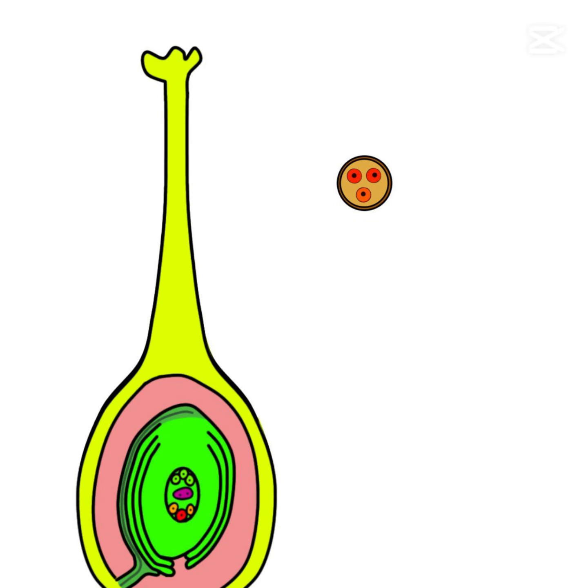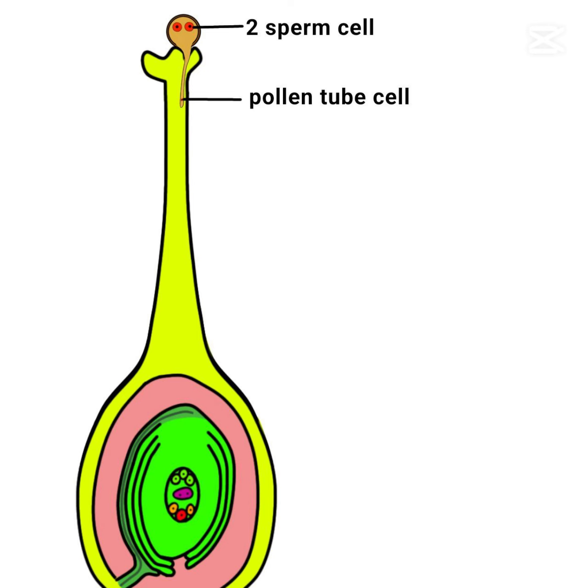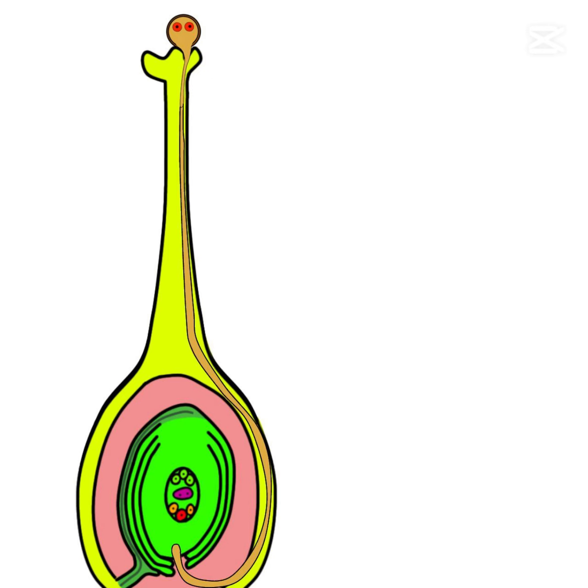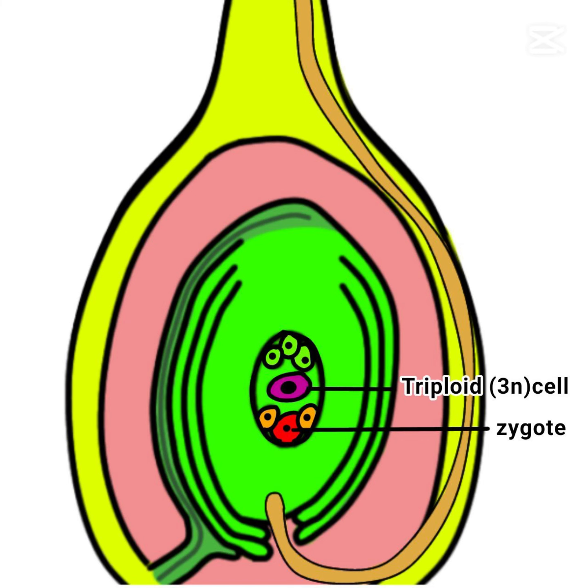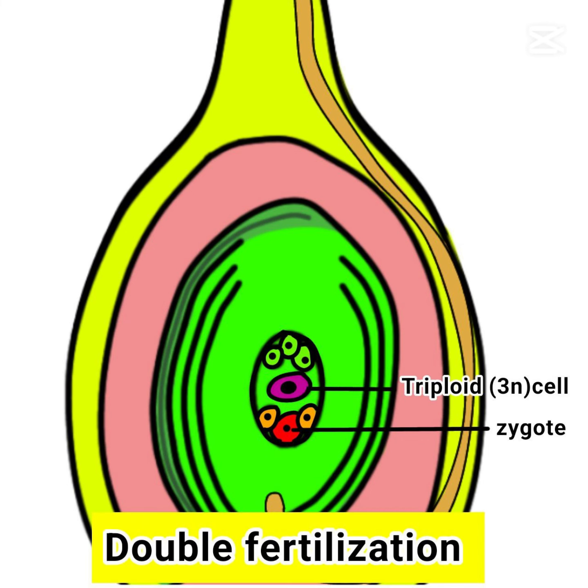The pollen grain germinates and a pollen tube grows down the style until it meets the female gametophyte. 2 sperm cells from the pollen grain travel through the pollen tube and enter the female gametophyte. One fertilizes the egg, forming a diploid zygote. The other fuses with the 2 polar nuclei, forming a triploid cell. The fertilization of both the egg cell and the central cell is called double fertilization, a hallmark of the life cycle of angiosperms.